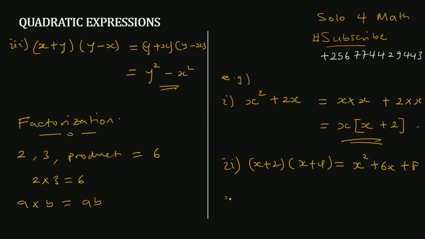In a case where you have something like (x + a) into (x + b), this will be equal to x squared plus (a + b)x plus ab.